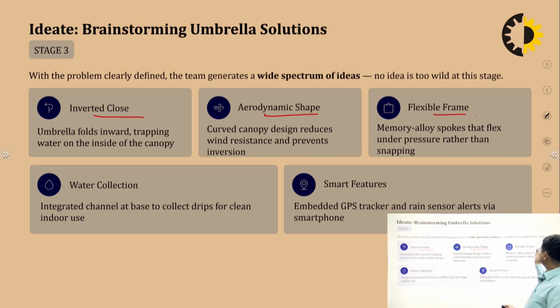The third idea was the flexible frame we can design. Memory alloy spokes that flex under the pressure rather than snapping. The next idea was water collection. An integrated channel at the base to collect drip for clean indoor use. We can reuse that water that we collect from the rain. And we can put some smart features like an embedded GPS tracker and rain sensor alerts via the smartphone and so on. So these may be some very wild ideas which we can put along with the umbrella.